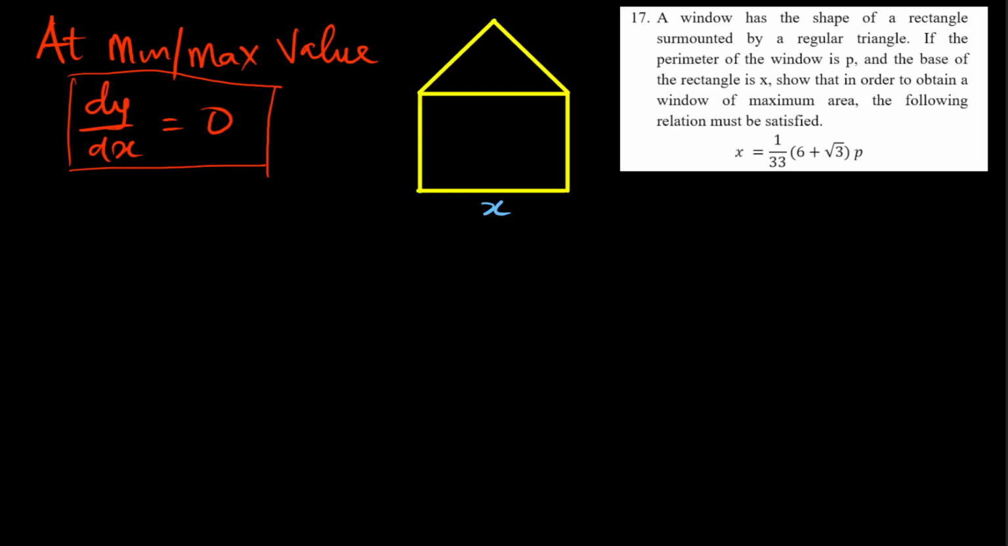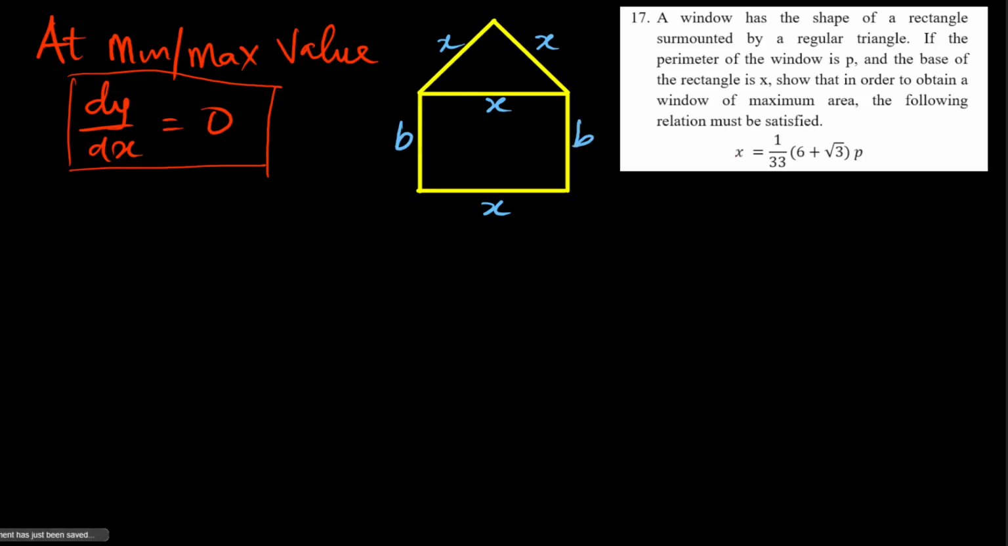Alright, so I'm going to name the sides. From the properties of a rectangle, we know that opposite sides are equal. So that means that this is X as well. And we have a regular triangle, meaning that all the sides are equal. So that will make this X and X as well here. The only part we are left with is the breadth, which is not given, and we are going to denote it with a variable. So let's call it B.